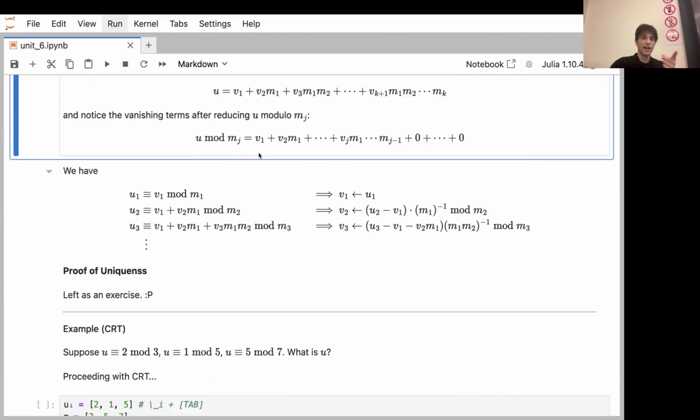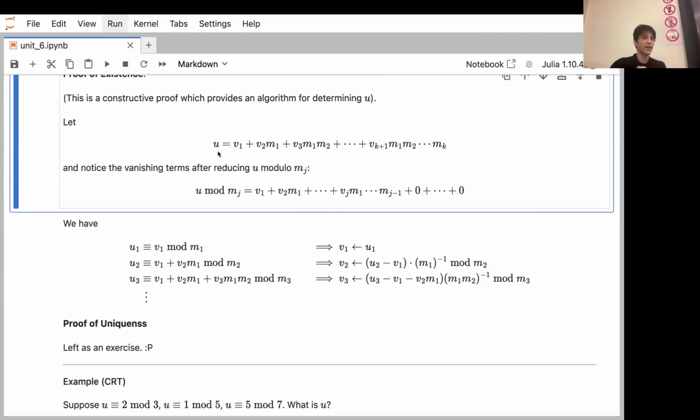Okay, so I know this u mod m1 is u1. So that's what's here. What's on the right-hand side if we take it mod m1? Well, that sticks around, this vanishes, that vanishes, everything else vanishes. So we're left with the expression u1 is congruent to v1 mod m1. So what is u1?